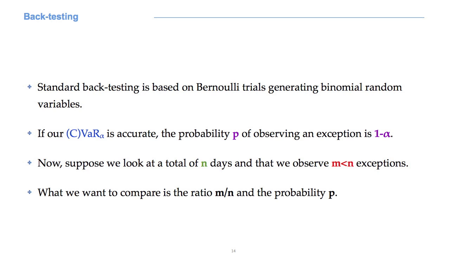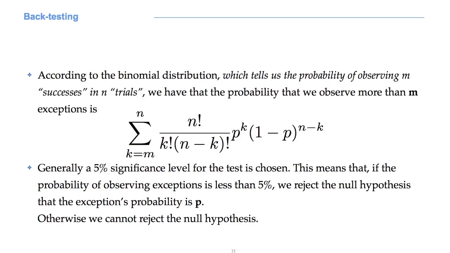Standard backtesting is based on Bernoulli trials generating binomial random variables. If our VaR alpha is accurate, the probability p of observing an exception is 1 minus alpha. Now, suppose we look at the total of n days and that we observe m smaller than n exceptions. What we want to compare is the ratio m over n and the probability p. To perform this test, we use the binomial distribution.